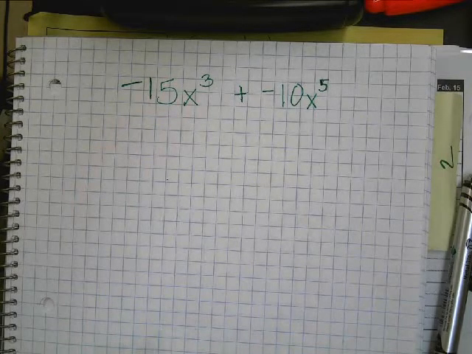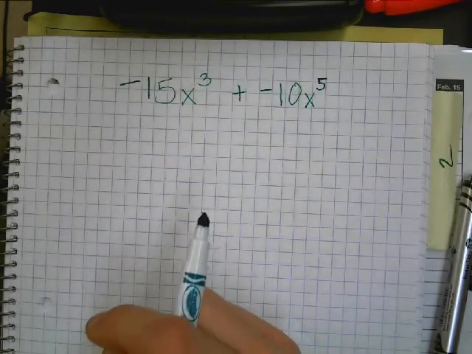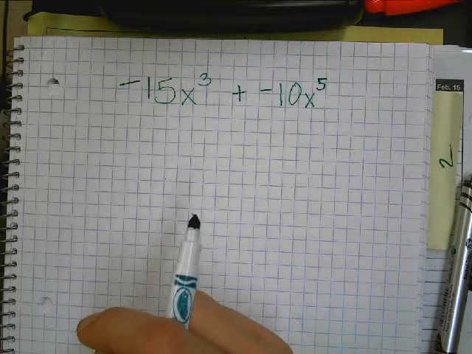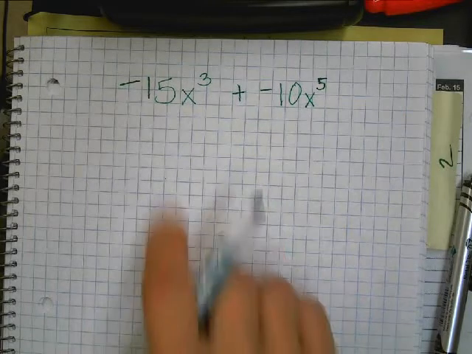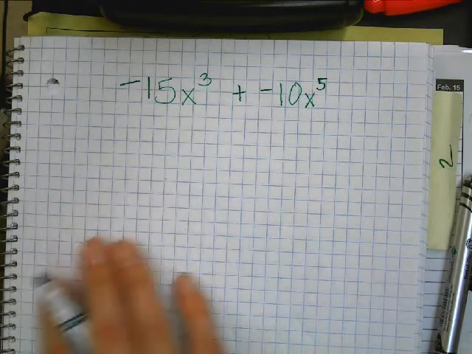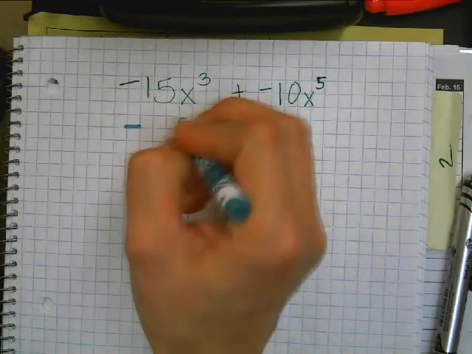All right. What do I take out? Not only a 5. Yeah, that too. But are they not both negative? Yeah. So guess what else I can take out? A negative. Okay.